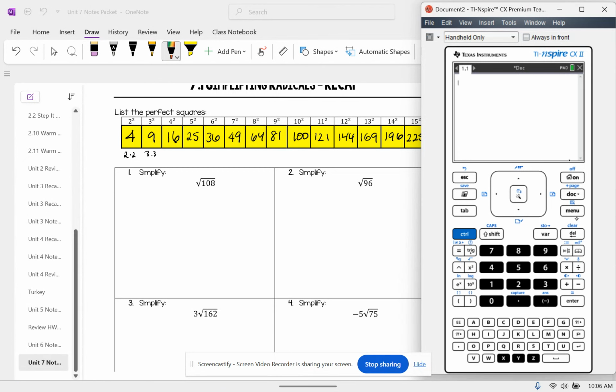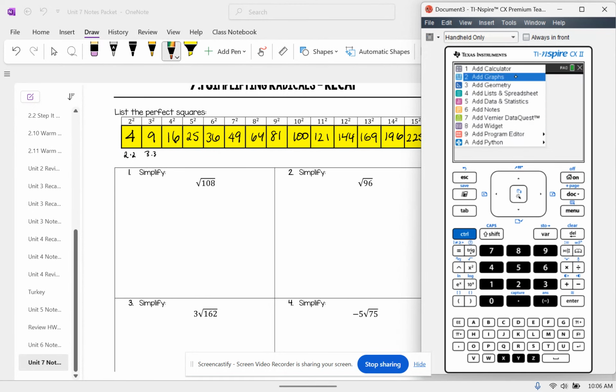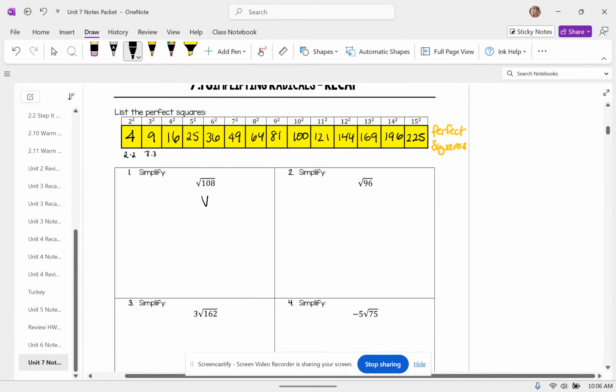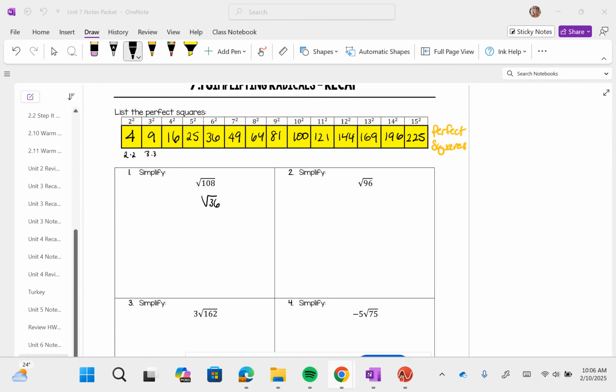So let's go ahead and go into our calculators, and we're going to go to a graph page and type in 108 divided by x, and look at the table. Now I'm scrolling through this table to see if there are any perfect squares in here. I'm looking for any of these yellow numbers in the Y column. It looks like 108 is not on the list, 54 is not on the list, 36 is on the list. So he's going to be the largest perfect square that is a factor of 108.